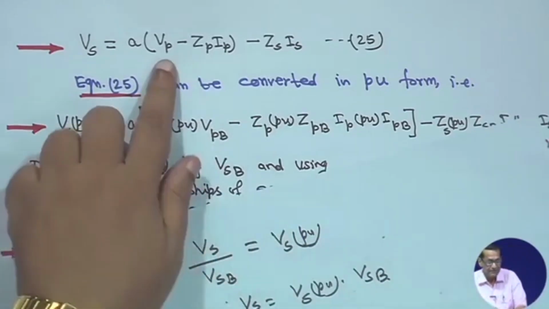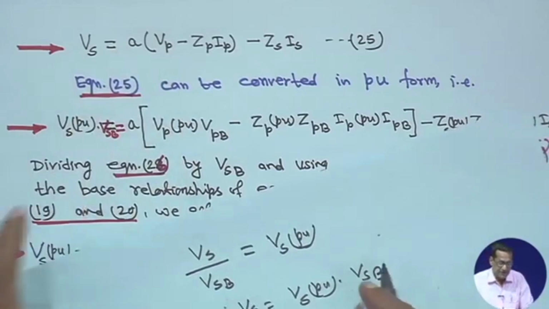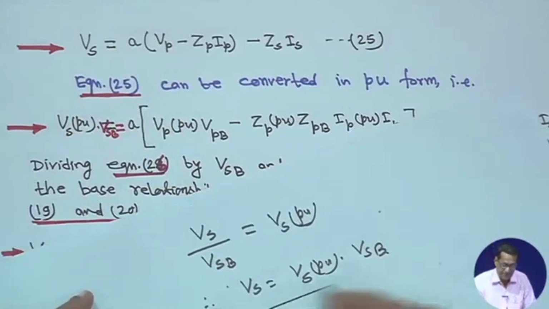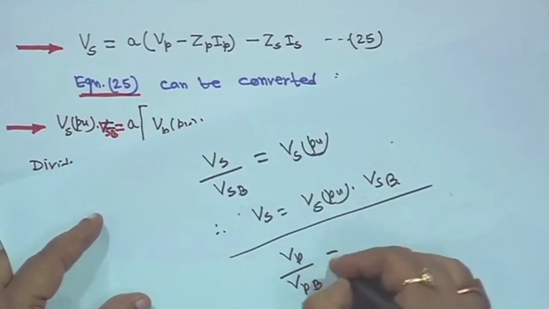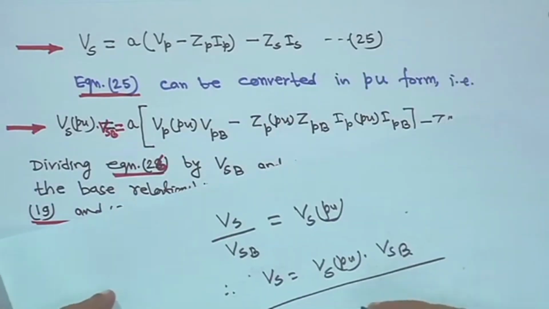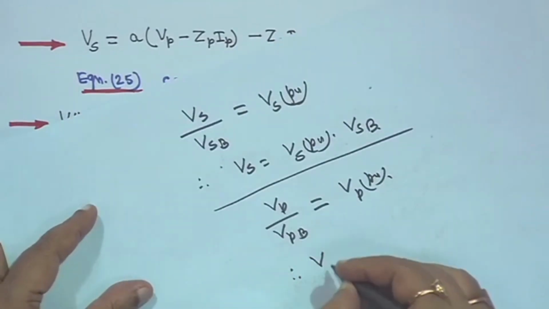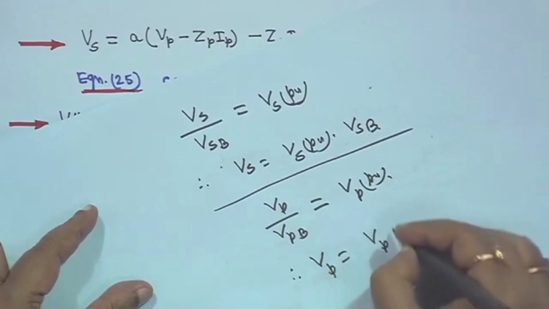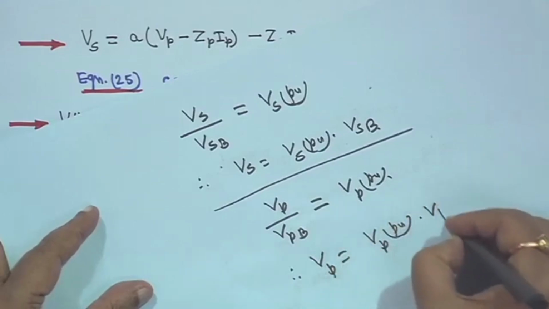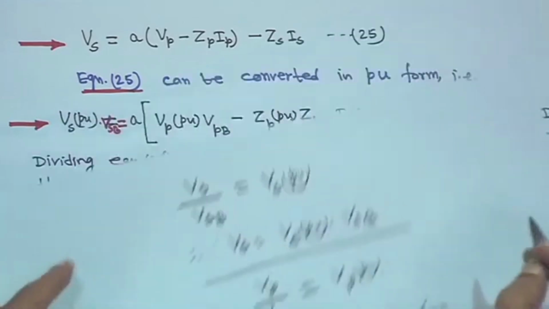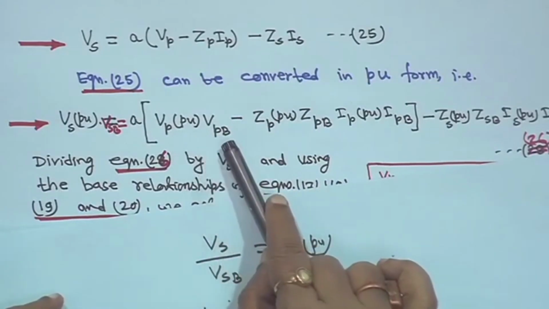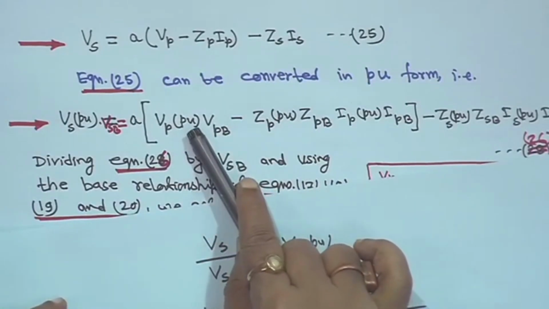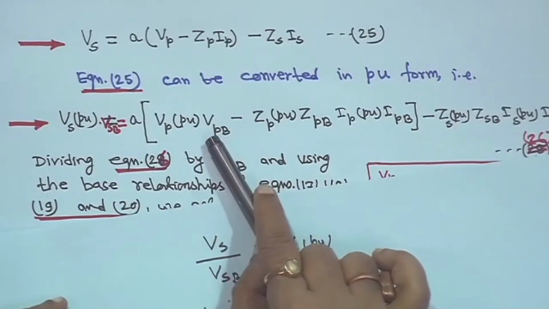Similarly, that Vp, on the primary side the base voltage is Vpb. So, Vp upon VPB is equal to VP per unit, right. That means VP is equal to VP per unit into VPB, right. That is why here we are writing VP is equal to VP per unit into VPB. VP per unit means these are per unit values into primary side base voltage, right.